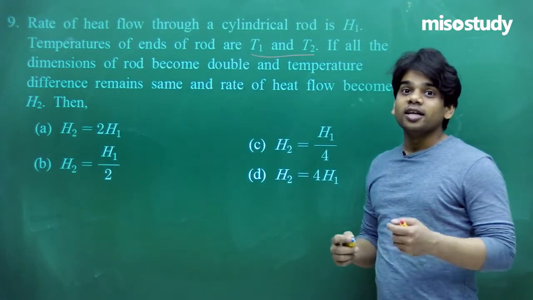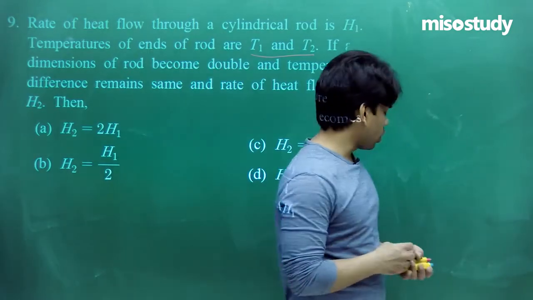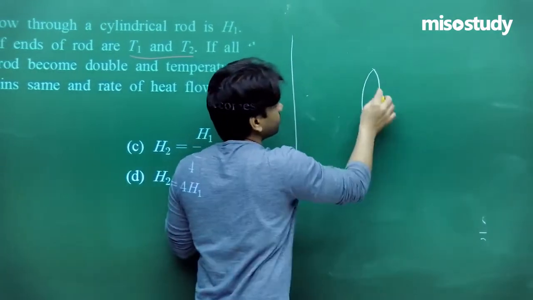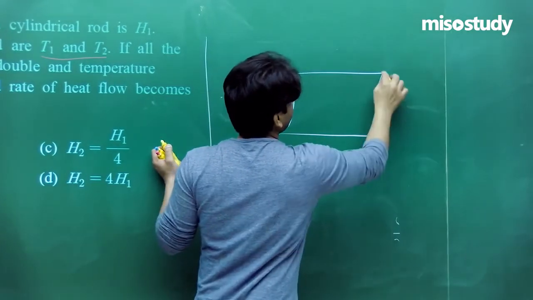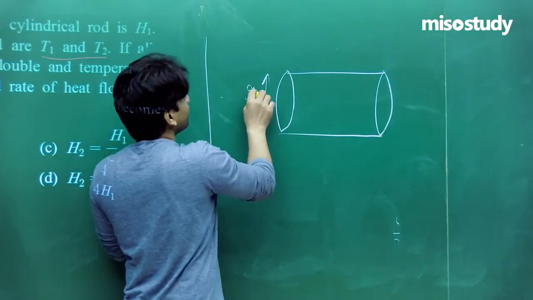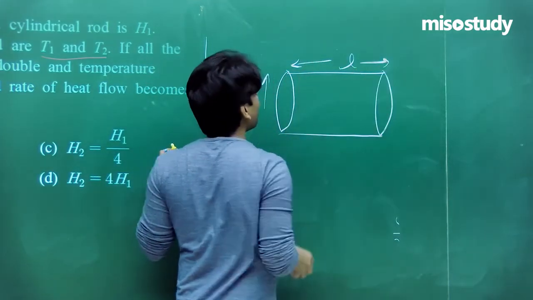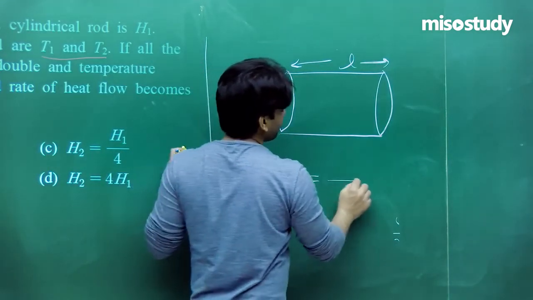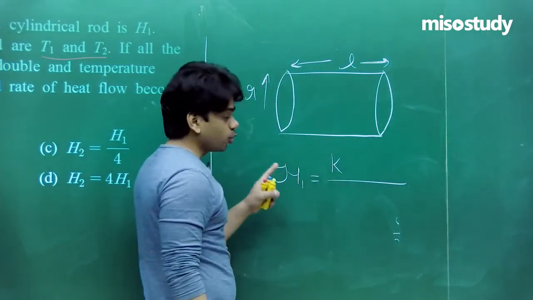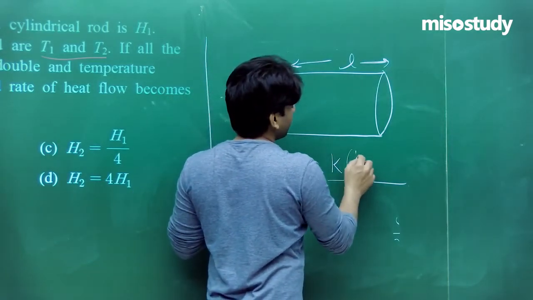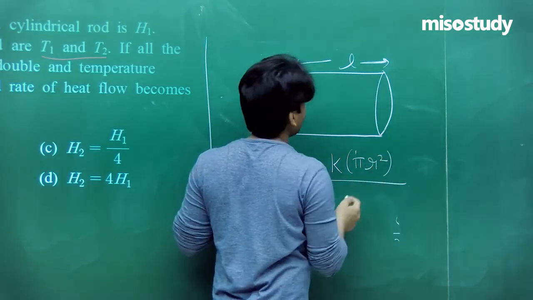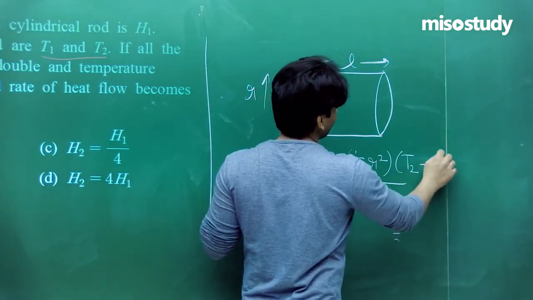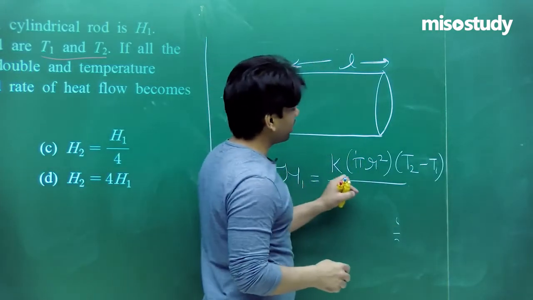Now it says cylindrical rod, so we need to see it will have a radius and a length. So let me draw the rod. It's a cylindrical rod. It will have a radius and a length. Now the rate of heat flow, if we write H1, that is K into area, pi r square, into the difference in temperature, that is the ends are maintained at T1 and T2. So let me write this as T2 minus T1, divided by the length L.